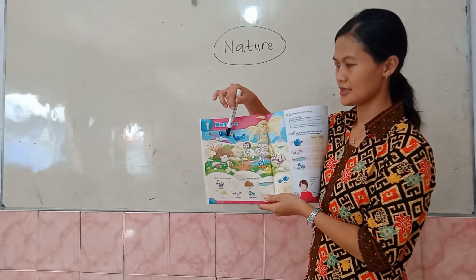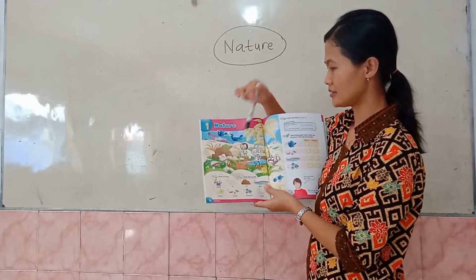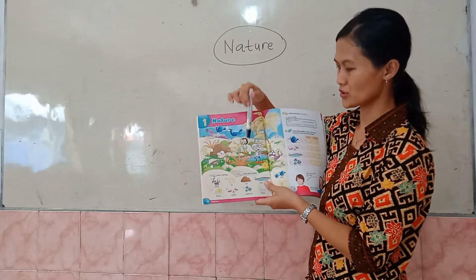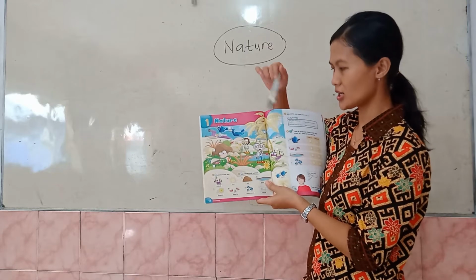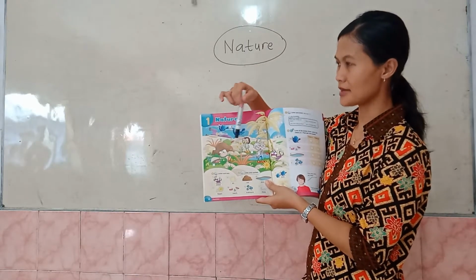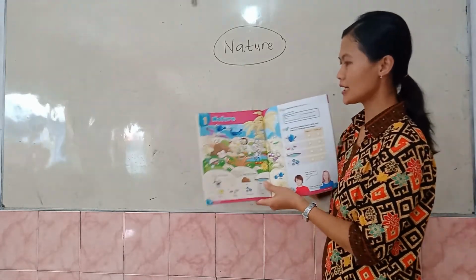We can see some animals here. We can see a lot of flowers and the trees and also a pond, and also we have the sun here. These are mushrooms and these are some insects.